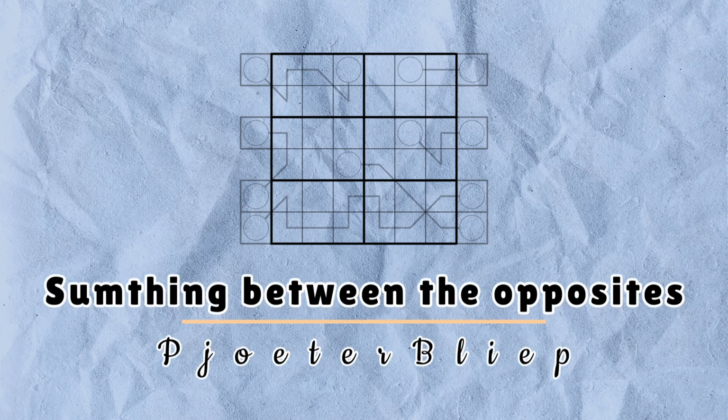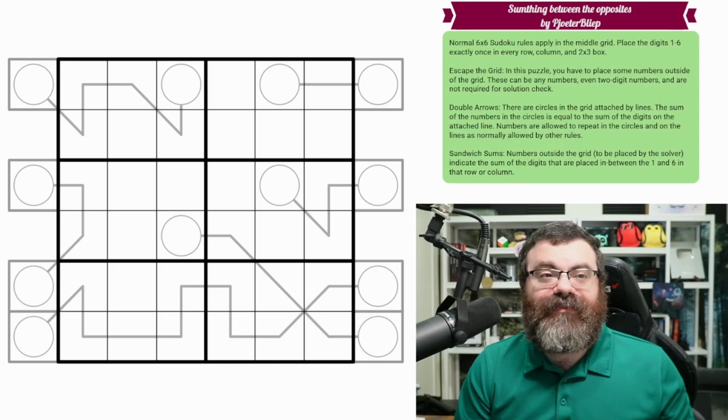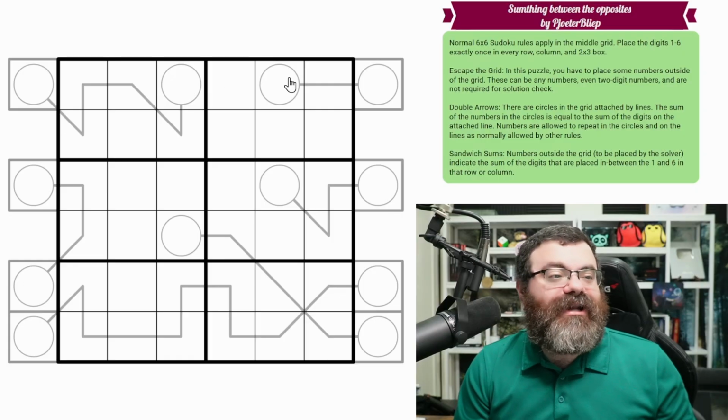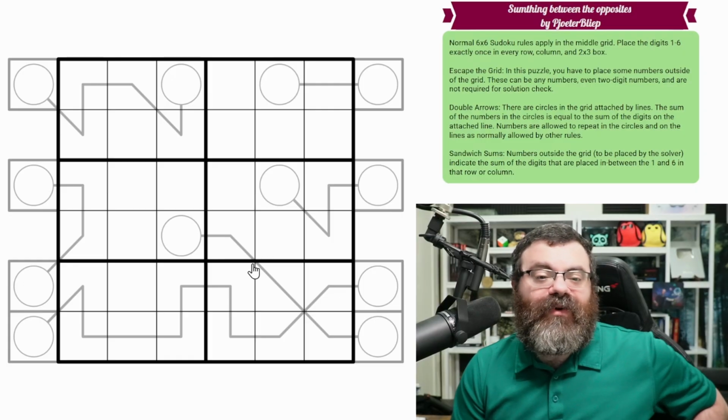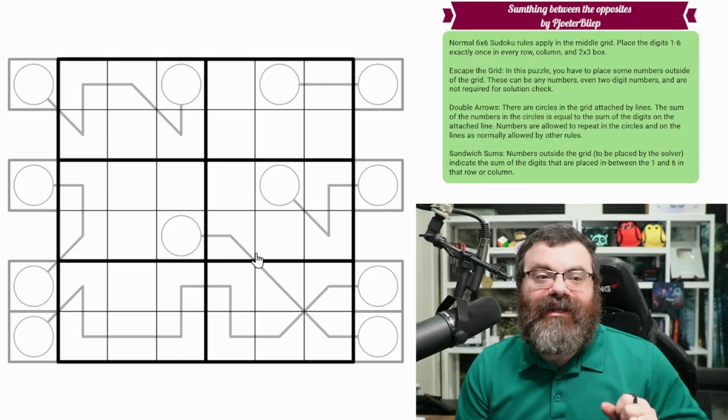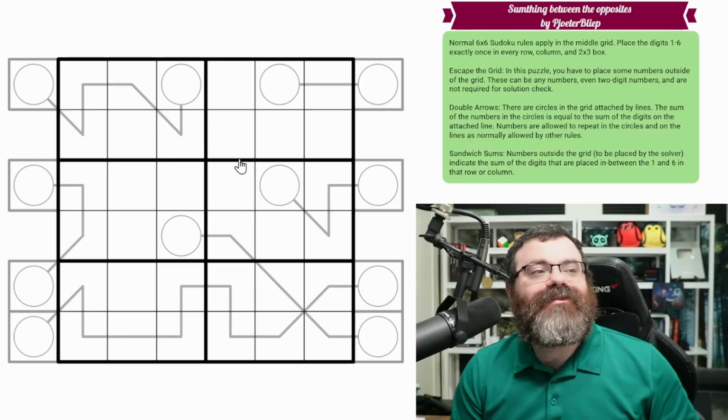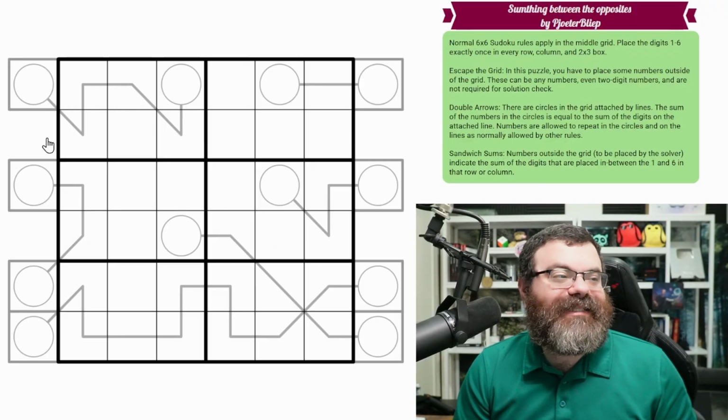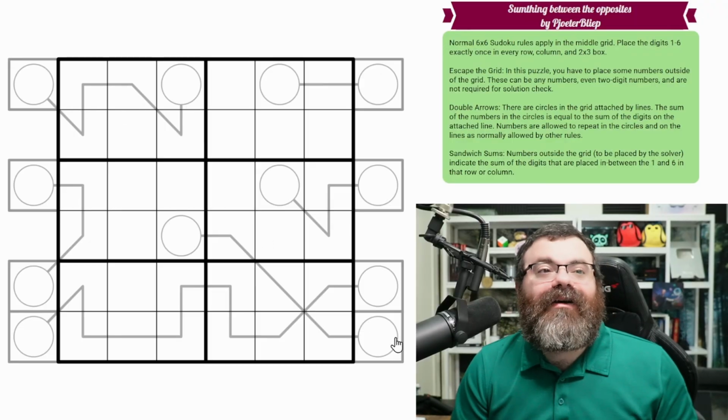Hello, let's continue our Sudoku adventure with Something Between the Opposites by PjoeterBliep. So this was created for our Escape the Grid theme week. That was the theme week for the beginning of this month, and this is an overflow, so we get to revisit the Escape the Grid mechanic. All right, so let's go over the rules.